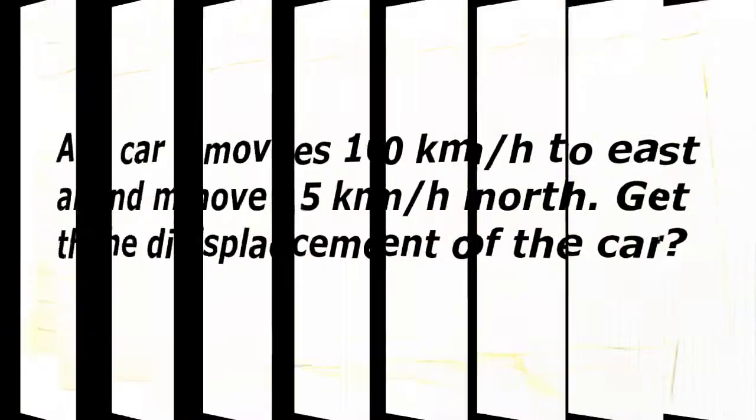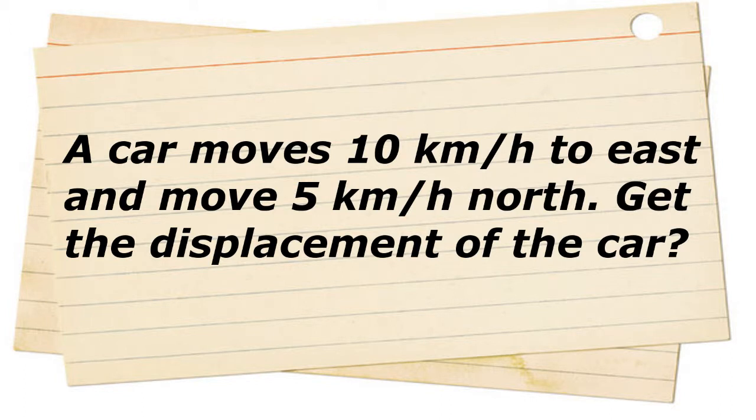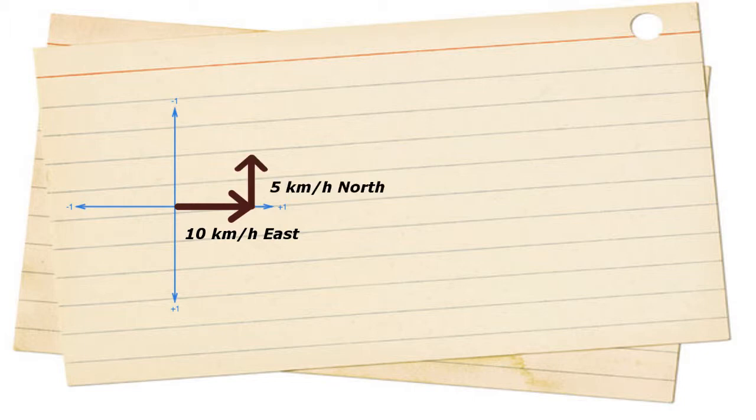If that's the case, getting the displacement is not the same as in the previous example. Let's take a look. A car moves 10 km per hour to the east and 5 km per hour to the north. Get the displacement of the car. To solve this, we need to use vector addition. Now, the car moves 10 km per hour east and then 5 km per hour north.